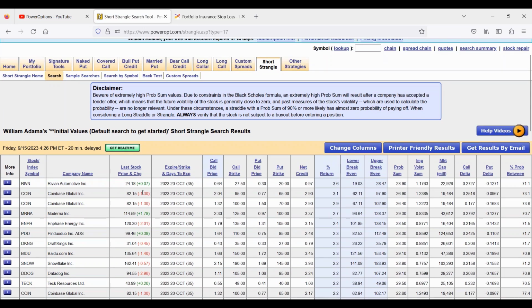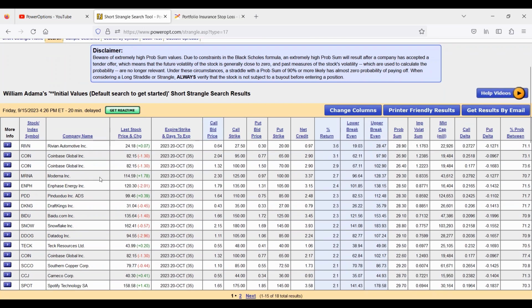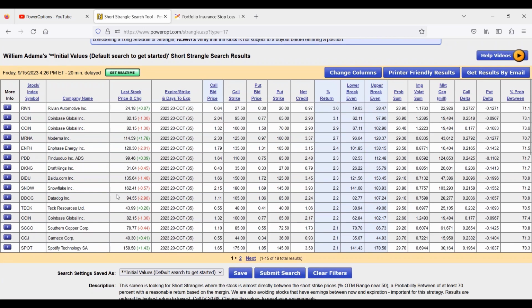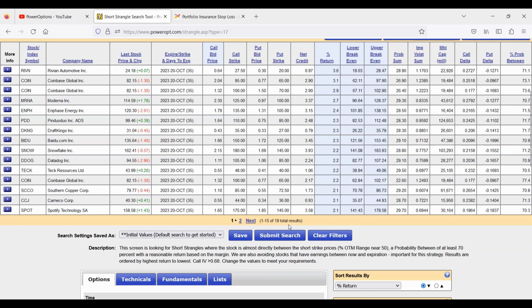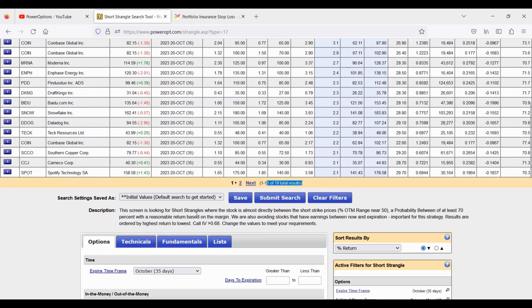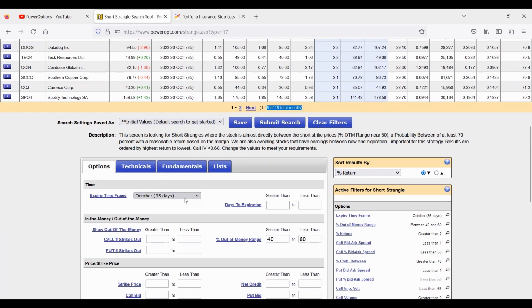Now here we see some positions for Rivian, Coinbase, Moderna, Snowflake, Datadog, and so forth. We have a total of 18 results that match our default criteria on Power Options. Now we're looking for standard October expiration, which is 35 days out in time.